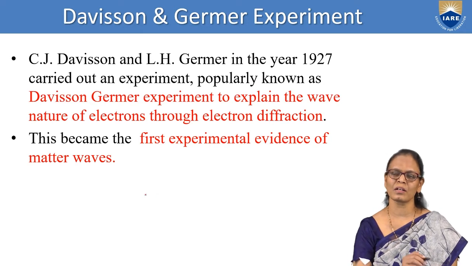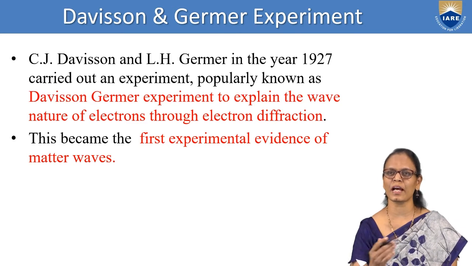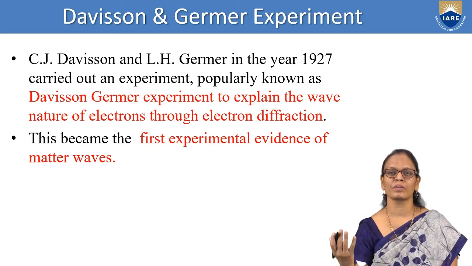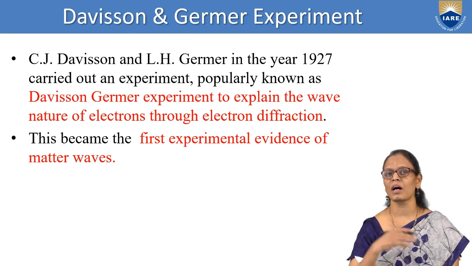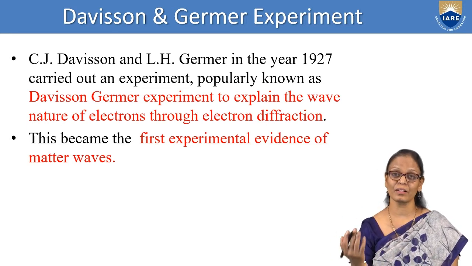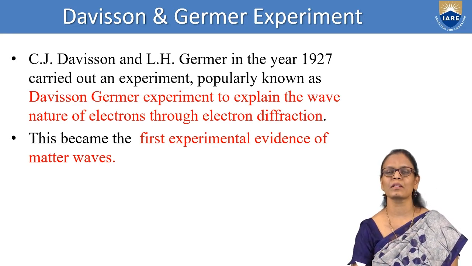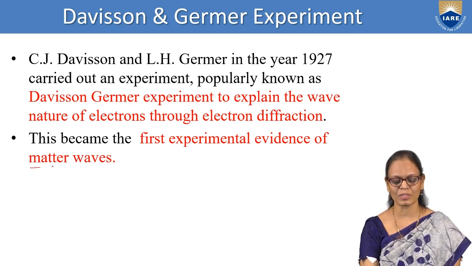So, what idea he got from that particular experiment he was doing is, when he observed the diffraction phenomena after bombarding the electrons on the nickel plate, he could observe a uniform diffraction pattern. Then it struck him that if radiation can show diffraction phenomena and electrons are also undergoing diffraction, then the wave nature of electrons can be established using this diffraction phenomena. So this became the first experimental evidence of matter waves.